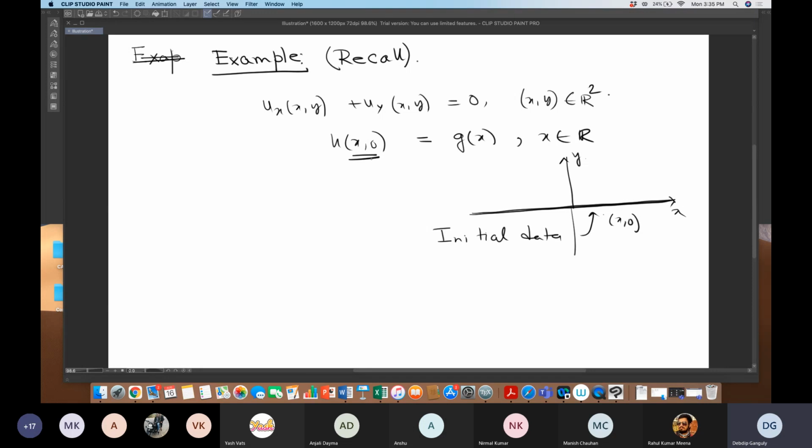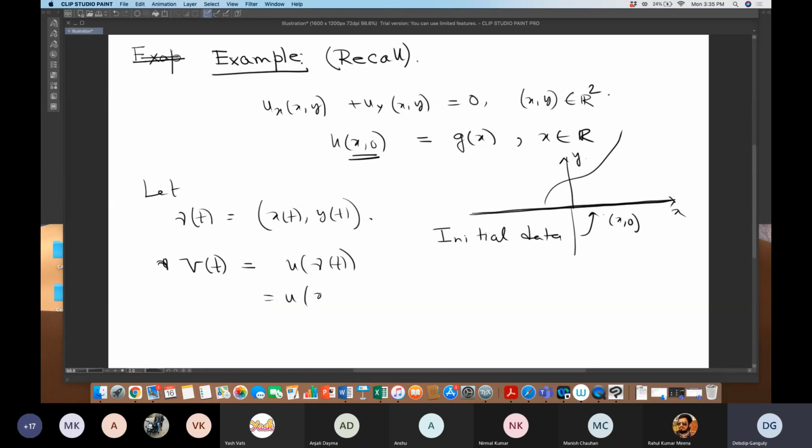So how do we solve it? We take any curve. Consider any curve, gamma(t) equals (x(t), y(t)). Then we defined v(t) as the composition u of gamma(t), that is u(x(t), y(t)). Then v prime(t) is x prime(t) u_x plus y prime(t) u_y. Now let's assume that u satisfies this equation.